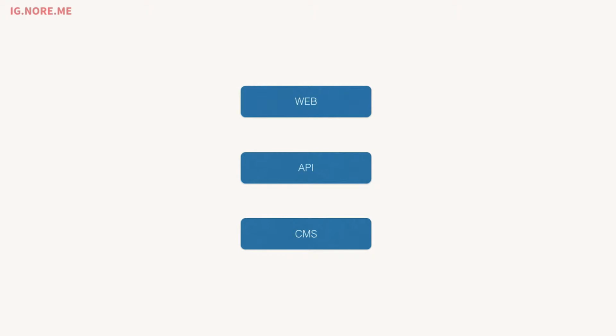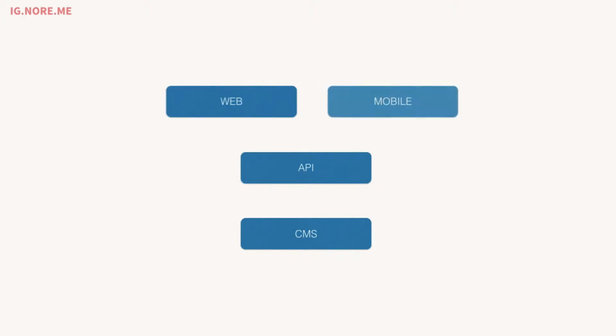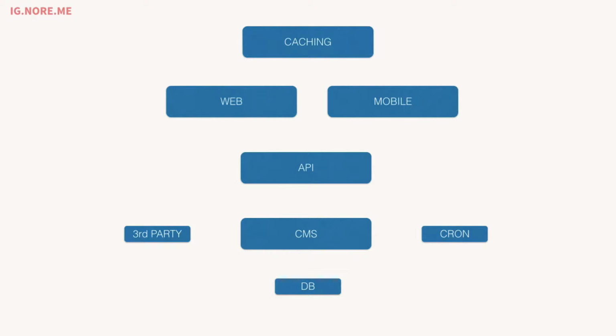For example, you have a CMS, and on top of that you would have the API layer, and on top of that maybe a web interface. Or, if you're so inclined, also a mobile interface, whether it's an app or just a mobile specific website. And all around that you have a lot of other layers or functionalities running from your database to a caching layer, third-party integrations, and some jobs you have running to the side.